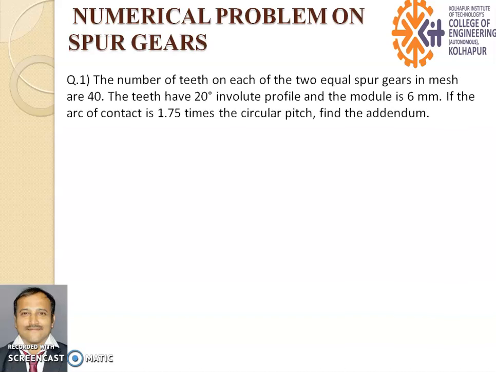So we have a first problem. I read the problem. The number of teeth on each of the two equal spur gears in mesh are 40. The teeth have 20-degree involute profile and the module is 6 mm. If the arc of contact is 1.75 times the circular pitch, find the addendum.